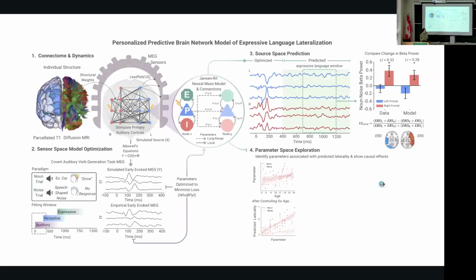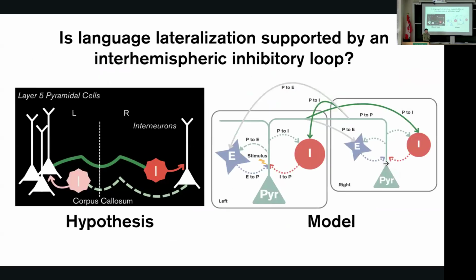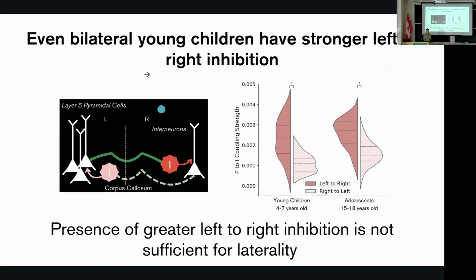And so now that we were able to get a model that is able to produce the phenomenon of interest, we go into the parameter space and see, okay, what is related to laterality? And to answer the question, is it really supported by this interhemispheric inhibition loop? What we found was, when we hypothesized that the interhemispheric inhibitory loop would drive lateralization, one would think that means this is present in the adults and adolescents, and not the young children, because the adolescents are lateralized, but the young children are not.